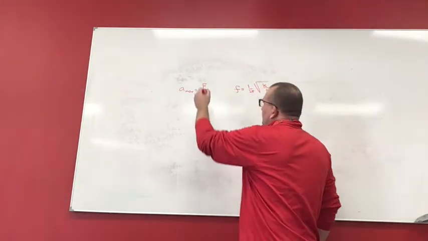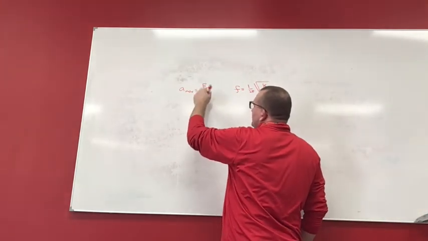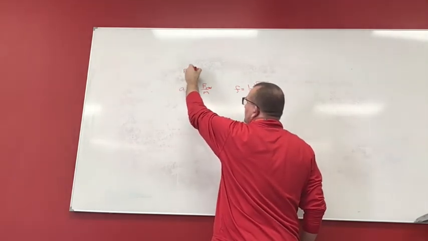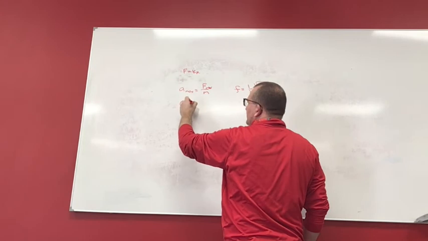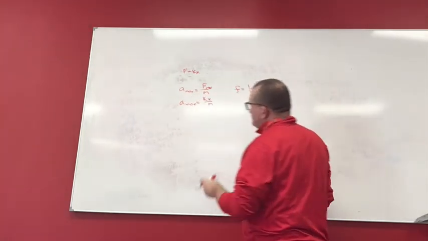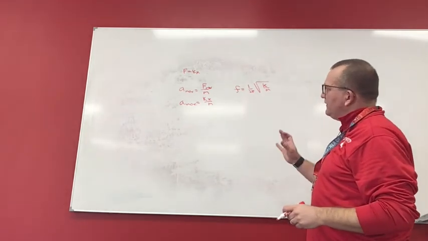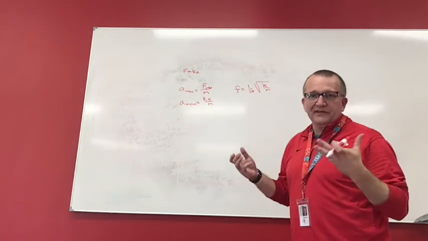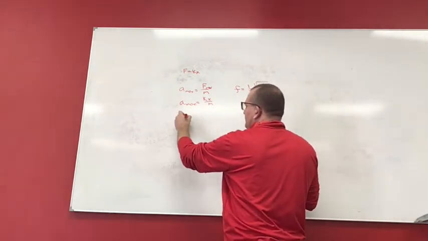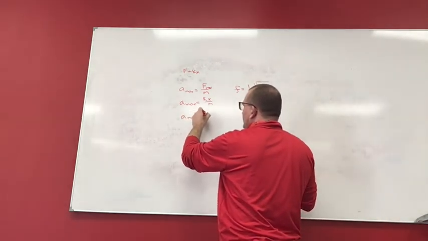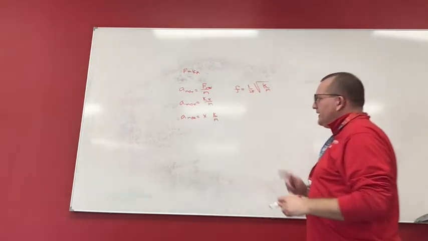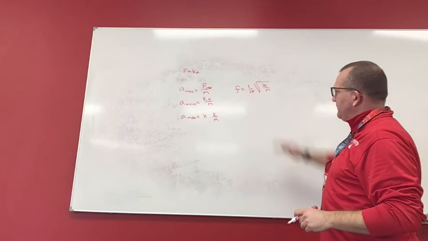Acceleration max will be force max over m, all right? That's Newton's second law. Remember, force is kx, so A max is equal to kx over m. Now, I can do some work here, and this is where we can take equations and put them together. I'm going to do a quick factor job here and say x times k over m, right? And I'm going to substitute something in for k over m using my frequency equation.